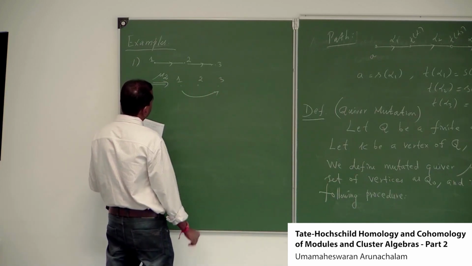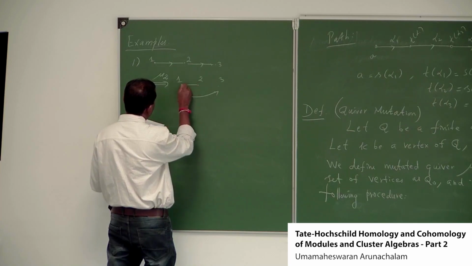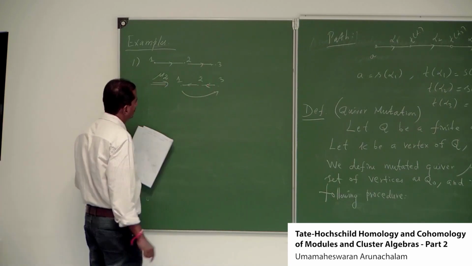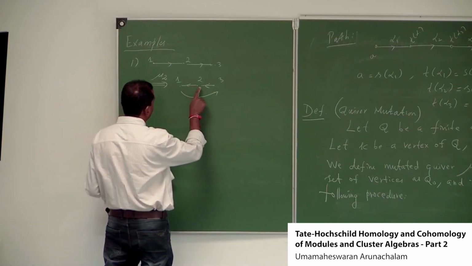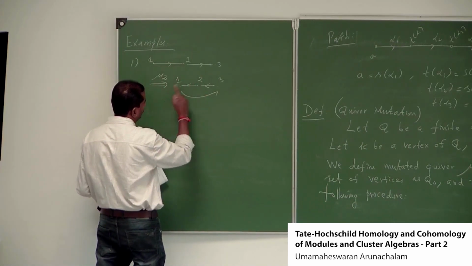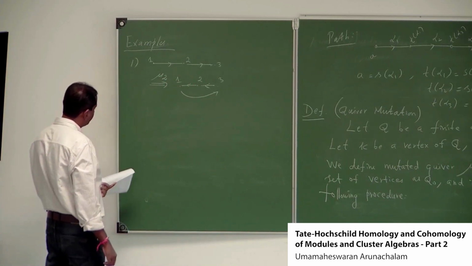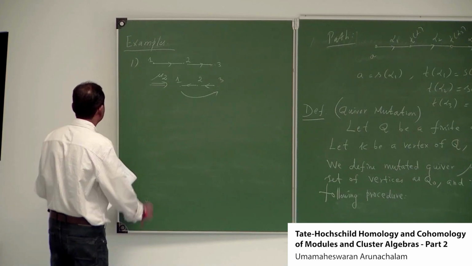And the second one, reverse all arrows. So we have to reverse this one, and here also we have to reverse. This is mu2. Again, if we mutate this one, we will get the first one back. This is actually an involution. For all quivers, it will satisfy involution.